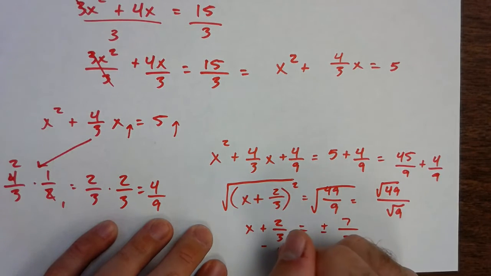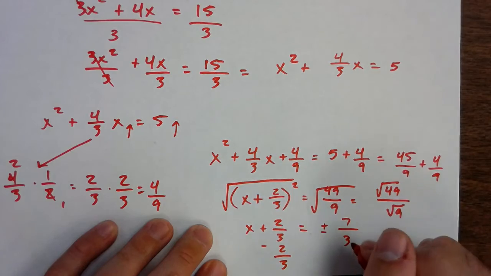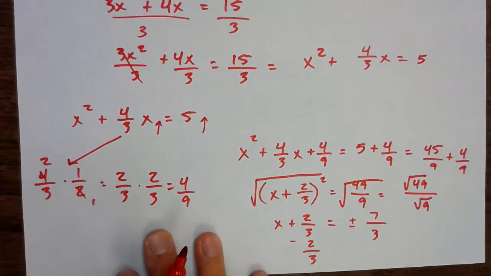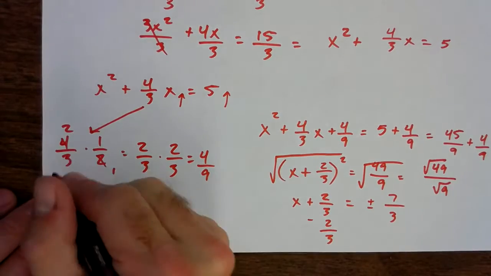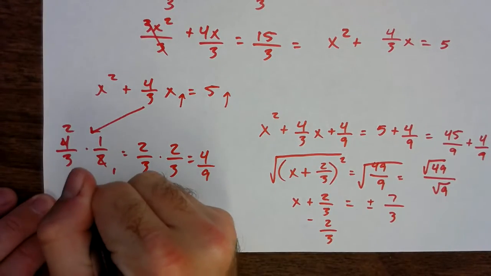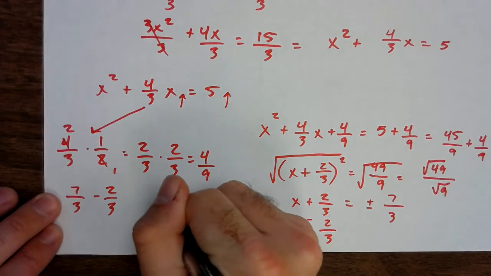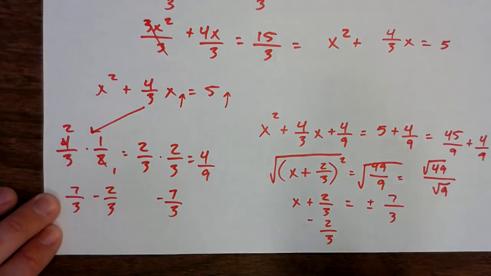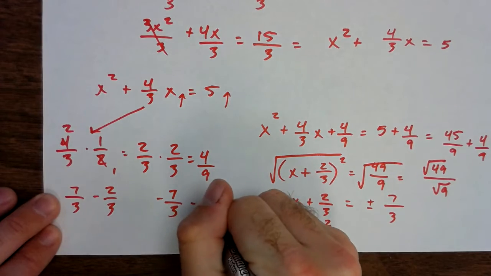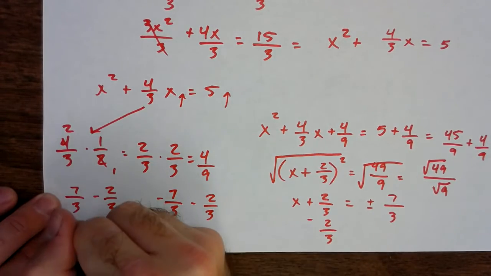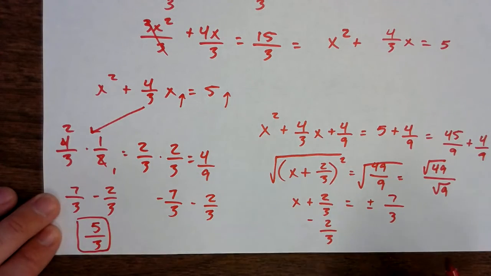Next step, let's subtract 2/3 from both sides. Really here I have 2 problems, don't I? Let's come to this side of the page. I've got 7 over 3 minus 2 over 3, and I have negative 7 over 3 minus 2 over 3. So 7 minus 2 is 5 over 3. There's one solution. Go ahead and box that.